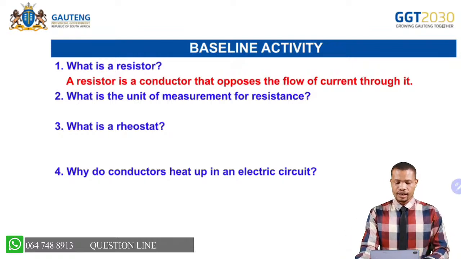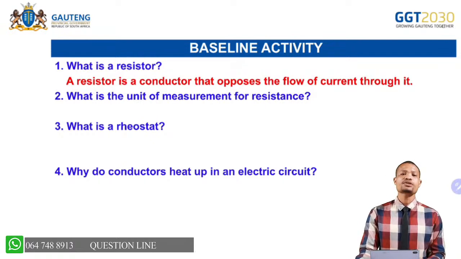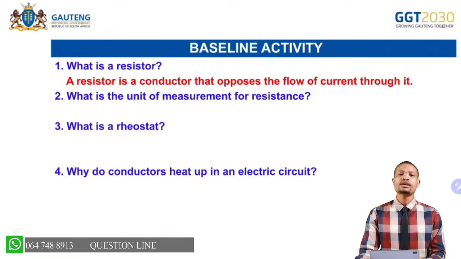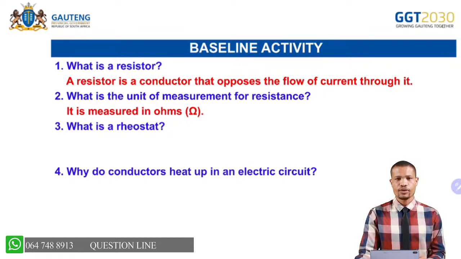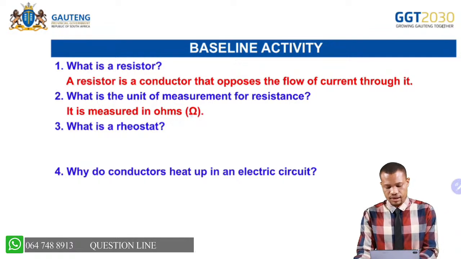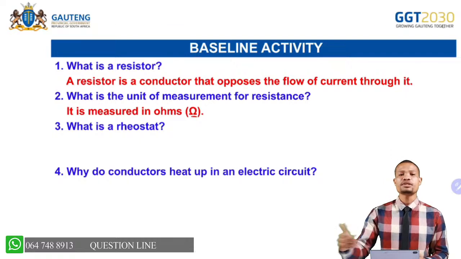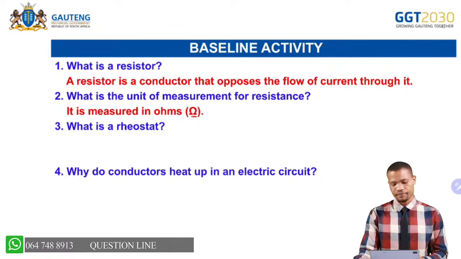Okay, number 2, what is the unit of measurement for resistance? I'm sure everyone got this one correct because it's very easy. Yes, that is correct. It is the ohm. We use the Greek symbol omega for the unit of measurement of resistance. This is the Greek symbol omega. It represents what? The ohm, which is the unit of measurement for resistance.